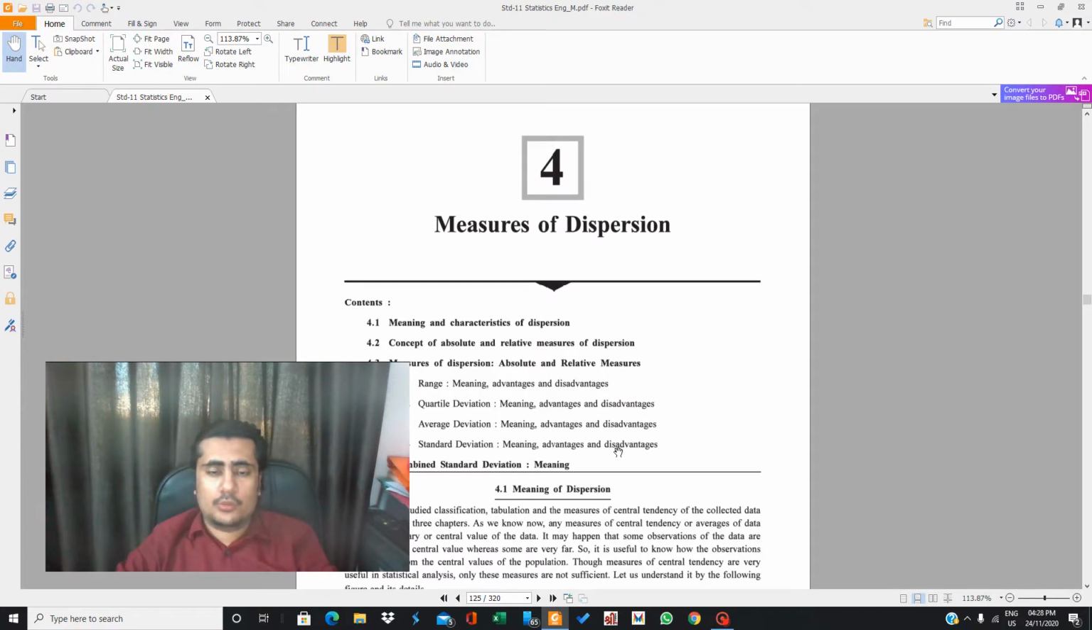Today we are going to start chapter number 4. Now what is this chapter number 4? Chapter number 4 is measure of dispersion. Sir, what is the measure of dispersion? Let me tell you, in our previous chapter, chapter number 3, it was about measures of central tendency.